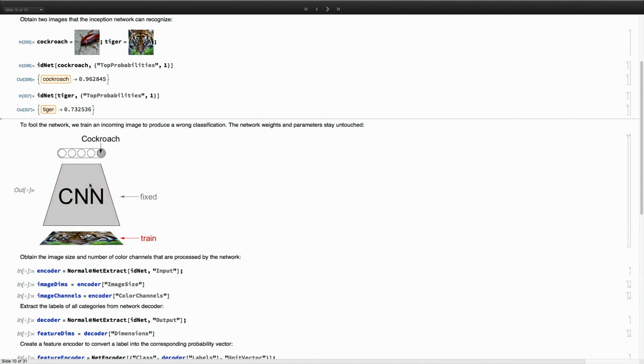But now, at the end, we'll do something completely different. Now we say, okay, we keep cockroach. We try to optimize the output cockroach. We don't do anything to the network, keep all the weights fixed, but instead we start to train the image. So the image I now put in front of the network is just a neural network layer with the weights being the values of the image. And then I say to NetTrain, just train that very first layer. Don't train anything else.